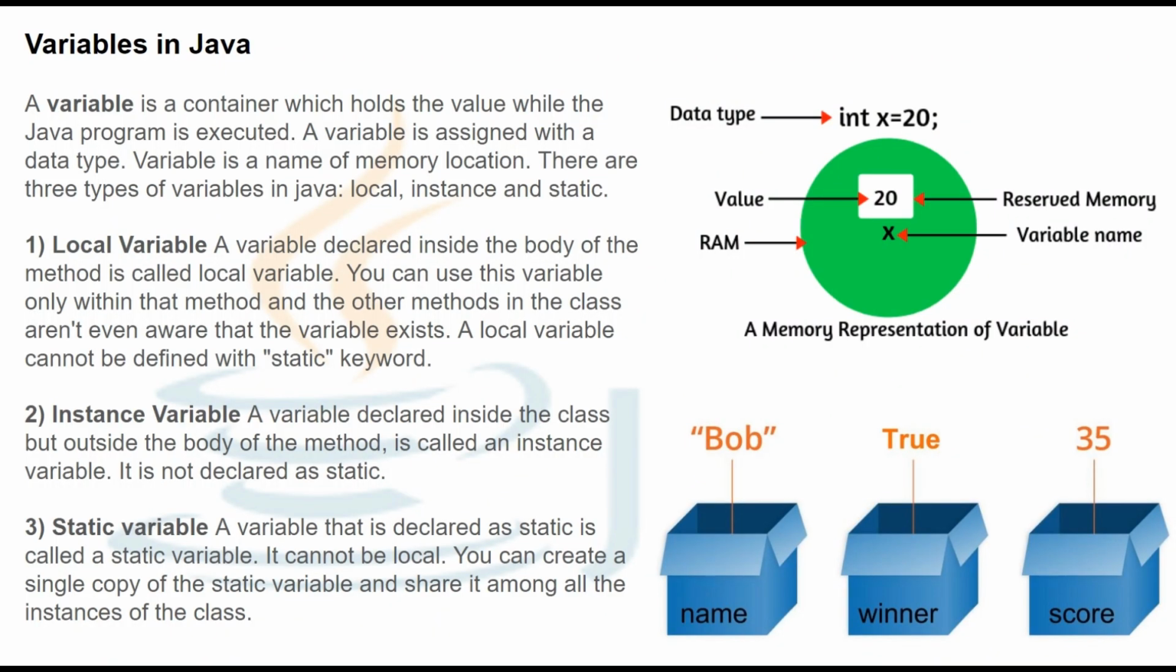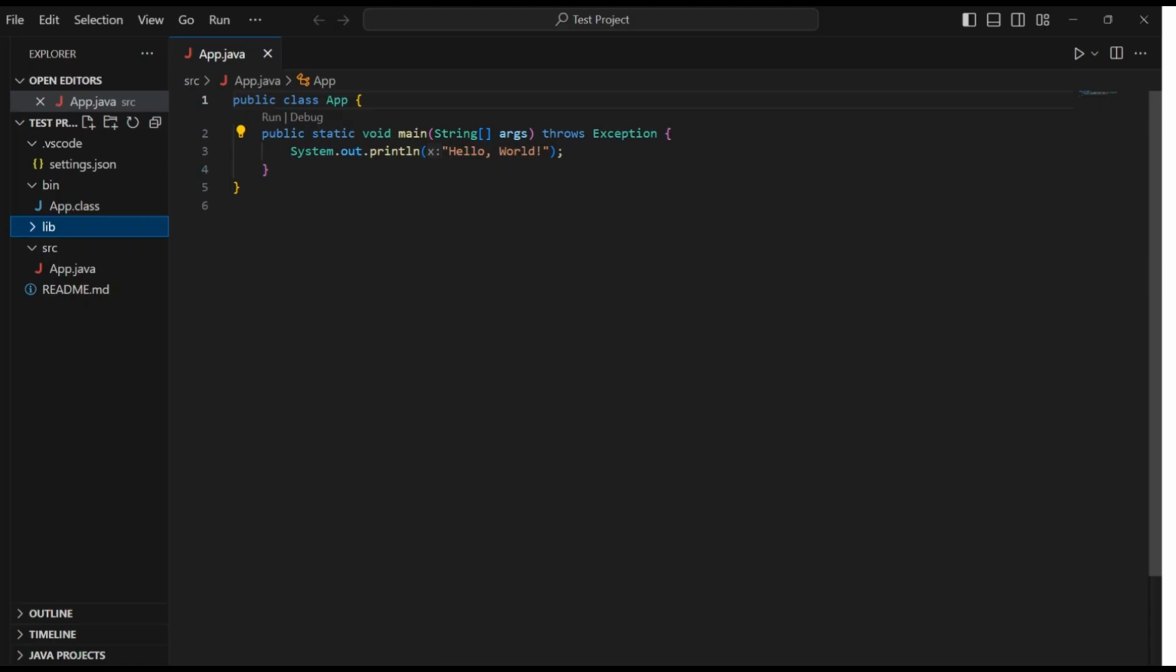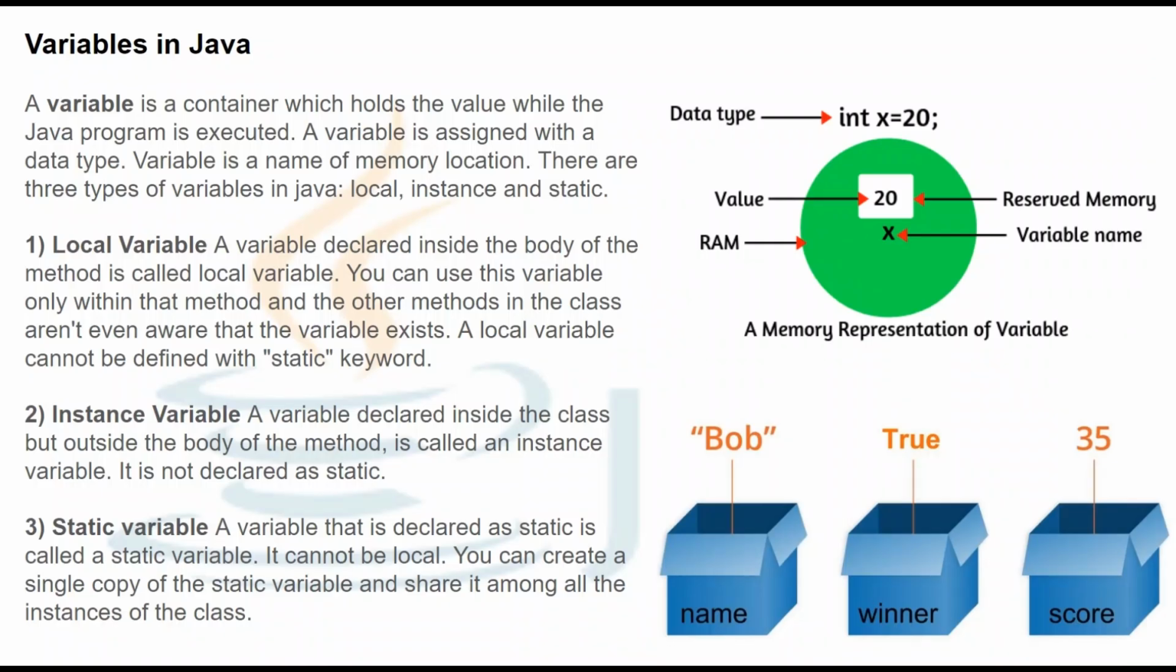So we have learned about what a Java program basically is, what Java in general is. Today we are going to dive into more fundamentals, like what variables and data types are. So let's start with what variables are in Java.